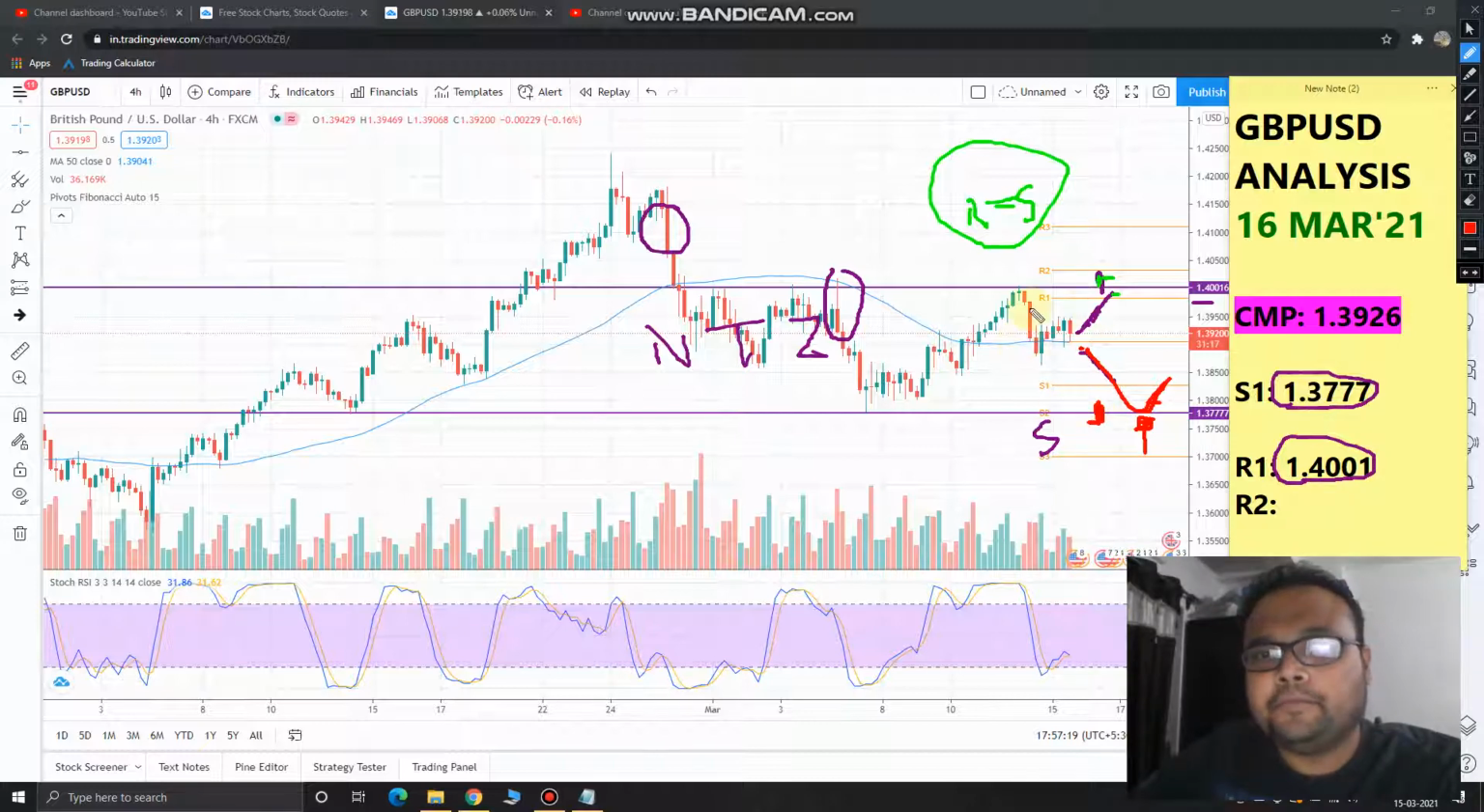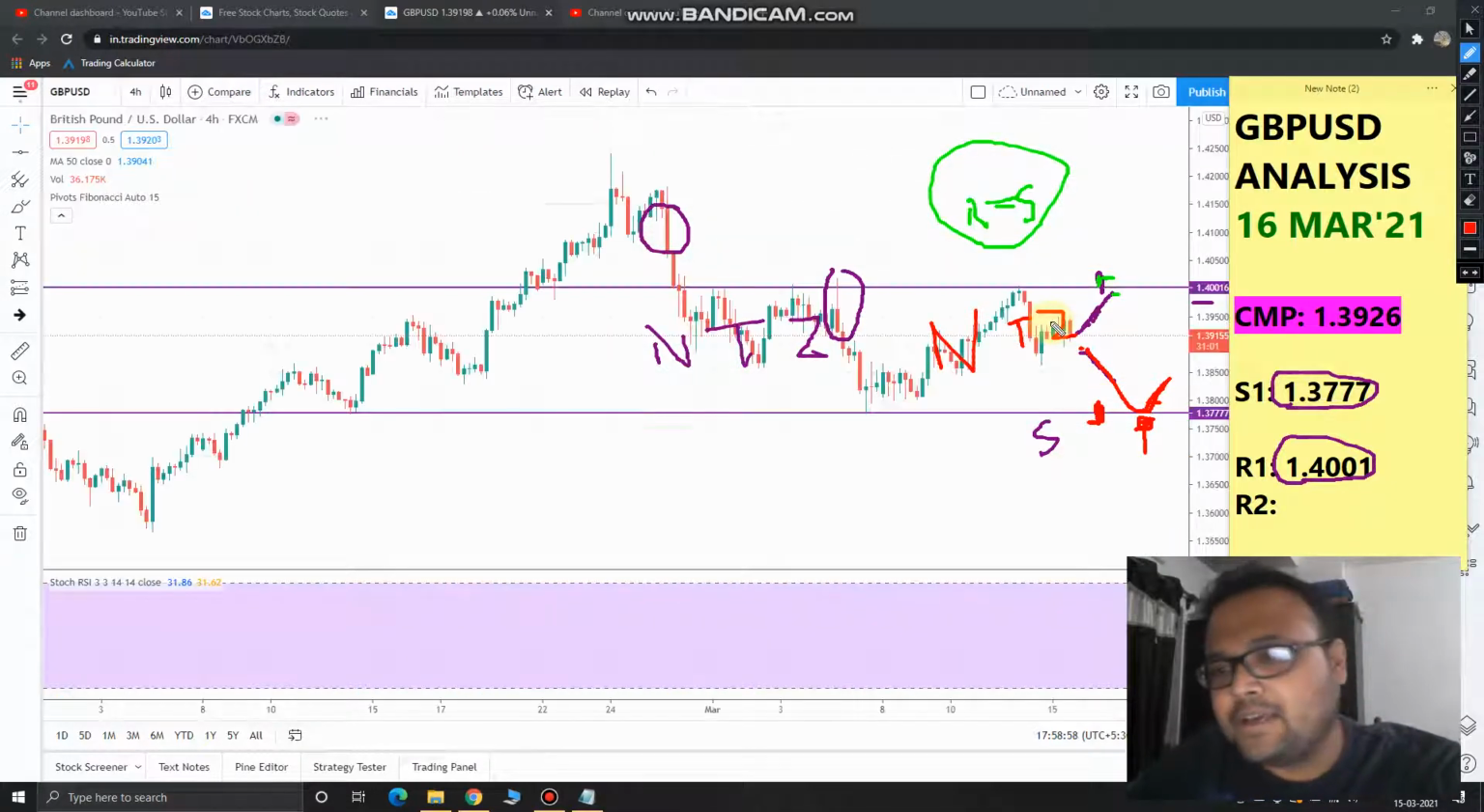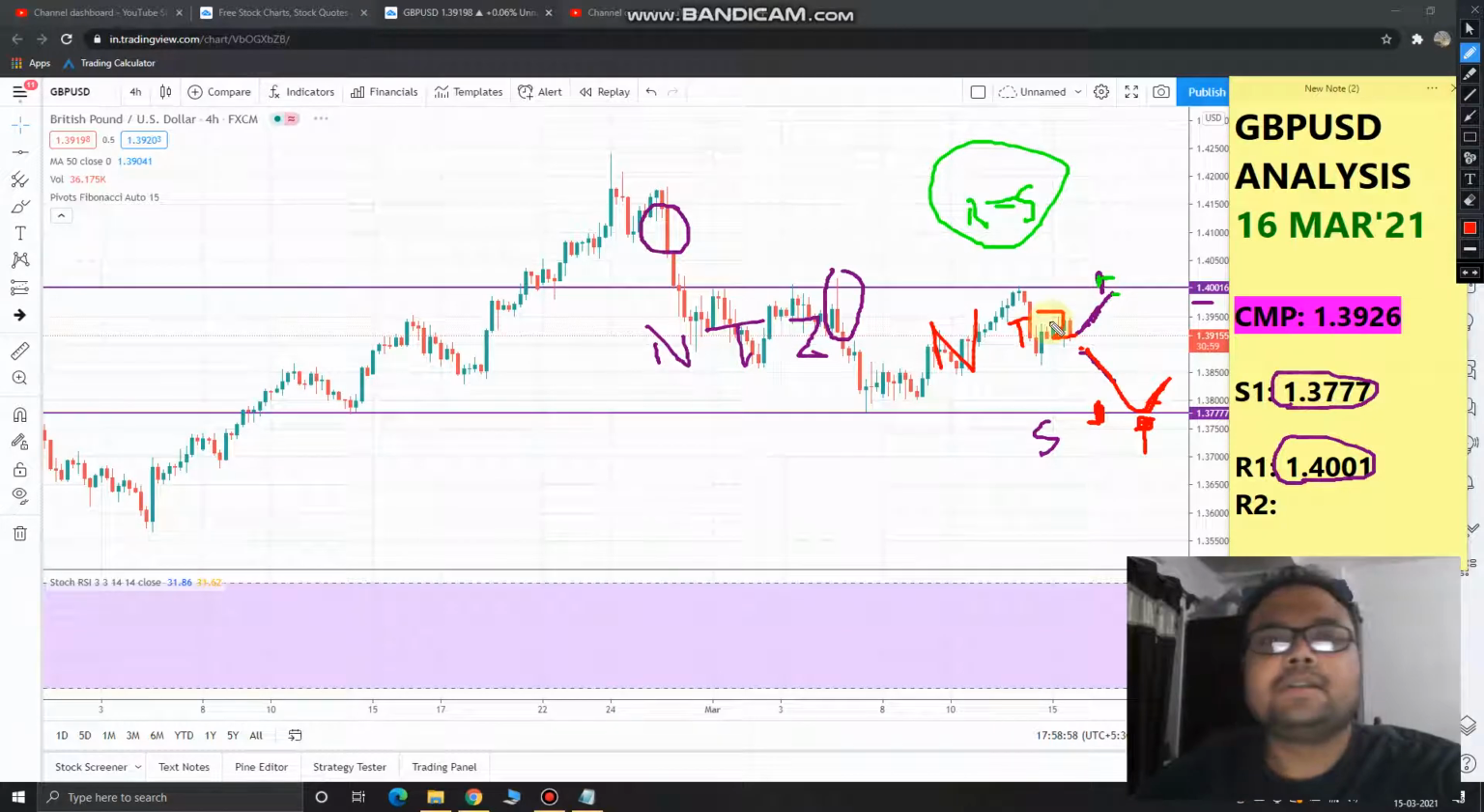So wait for the price either to go to the resistance or to the support. And this is your no trading zone. You don't need to trade in this zone right now. No need to take any kind of risk. So just follow the simple strategy that I always mention and make money.